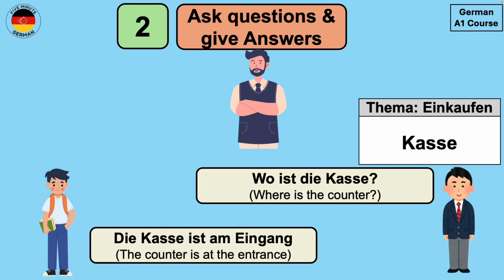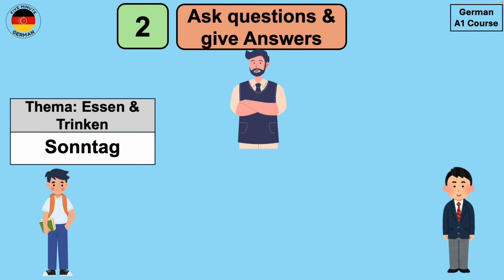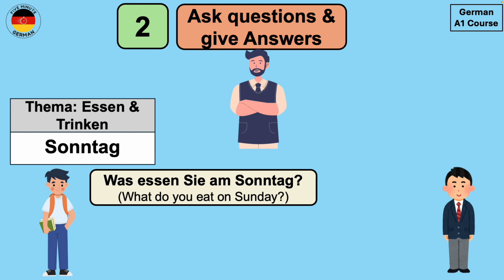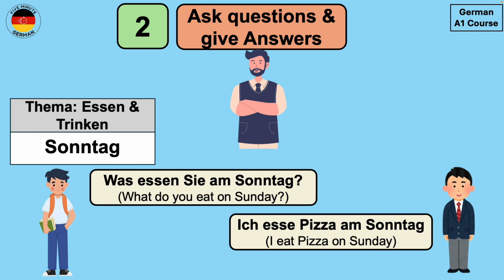So suppose you get the card with the thema Essen und Trinken and the word Sonntag. So the topic is eating and drinking and the word is Sunday. So you can ask the question, Was essen Sie am Sonntag? What do you eat on Sunday? And the other person can answer, Ich esse Pizza am Sonntag. I eat pizza on Sunday.